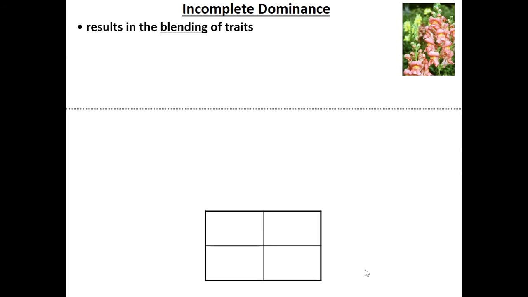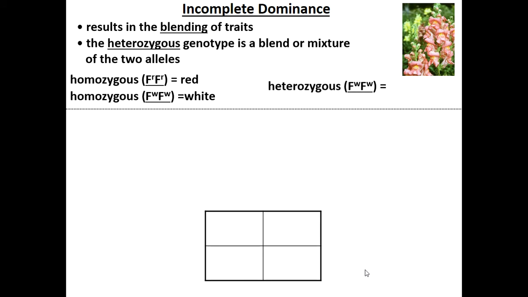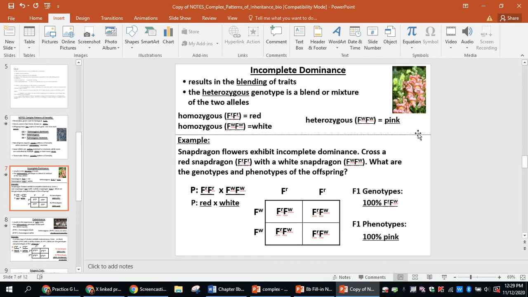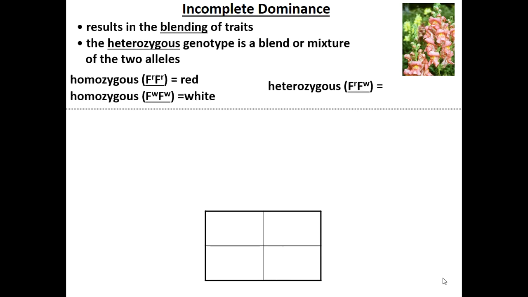Snapdragons, the flowers you see here, are an example of incomplete dominance. And in this example, you will see that we can have red snapdragons, we can have white snapdragons, but if we have one of each allele, we will have pink snapdragons. And so with that, we see that we can no longer use the capital and lowercase R or W. We have to use superscripts because the capital and lowercase don't mean anything.